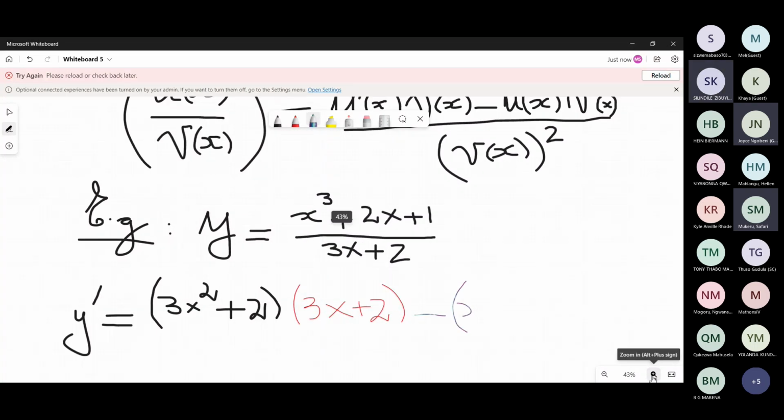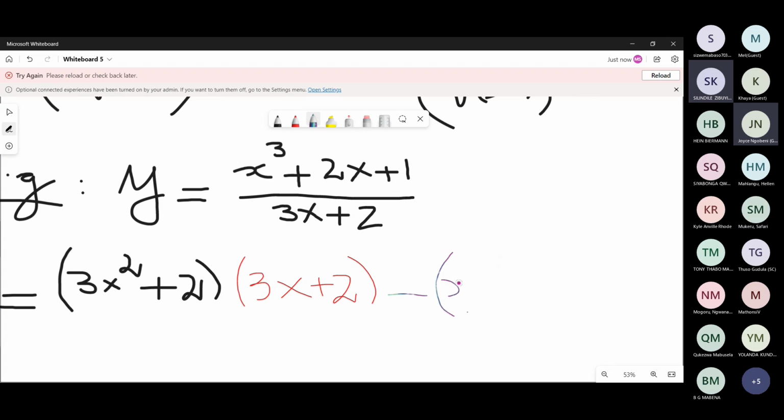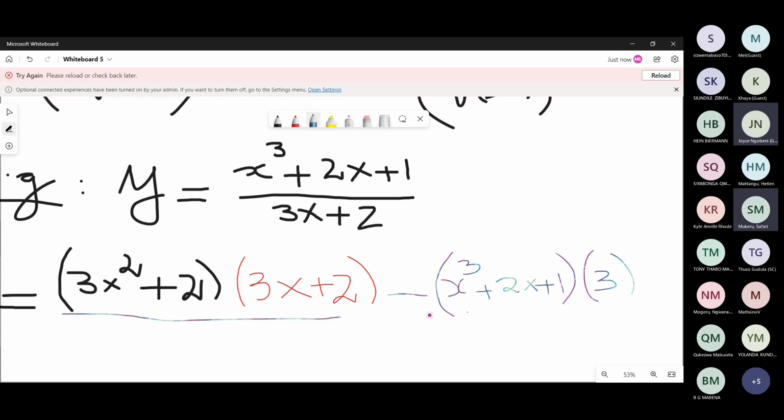Minus, in brackets, x cubed plus 2x plus 1, close the bracket, and we open another bracket, times what? 3. This is now 3, the derivative of 3x plus 2. Very good. All over the big fraction, all over 3x plus 2.